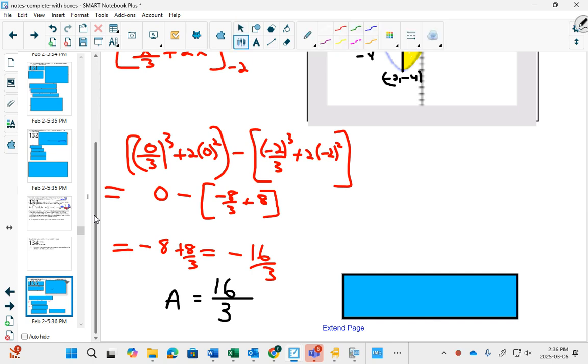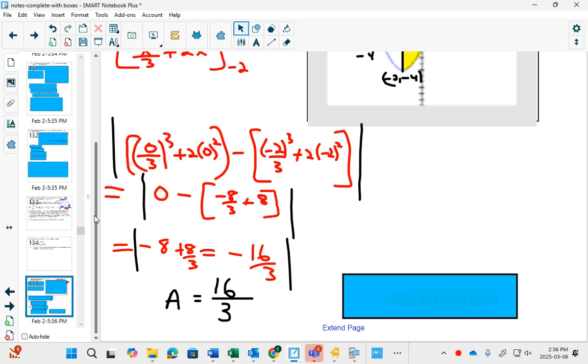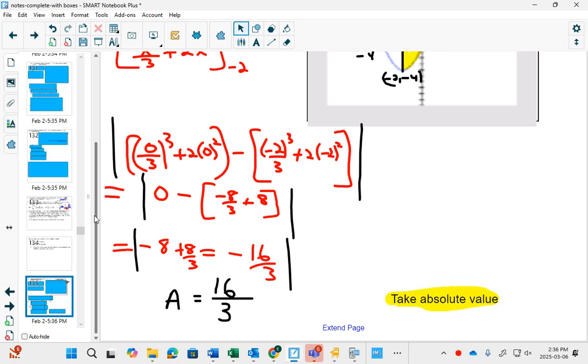Sometimes what I do on a question like this is when I get to the end and I'm like, ooh, it's a negative answer, I forgot it was supposed to be positive. Sometimes I actually go back and just add absolute value bars around the whole thing and be like, oh, it worked out. They'll never know you did that after the fact. It's perfectly fine. So we take that absolute value to get the positive area.